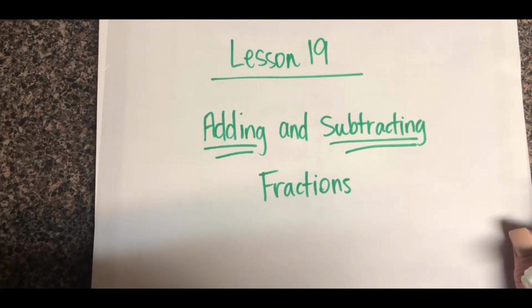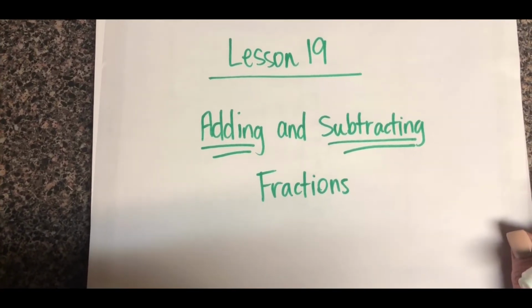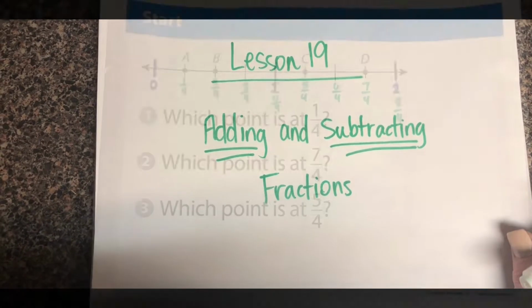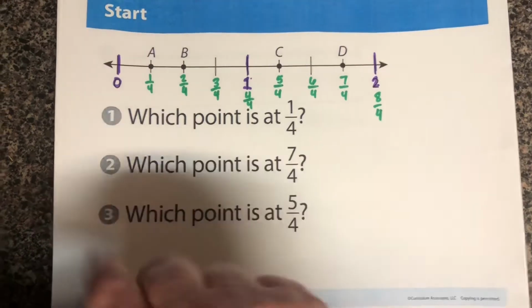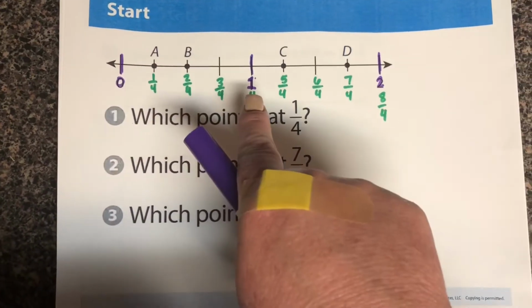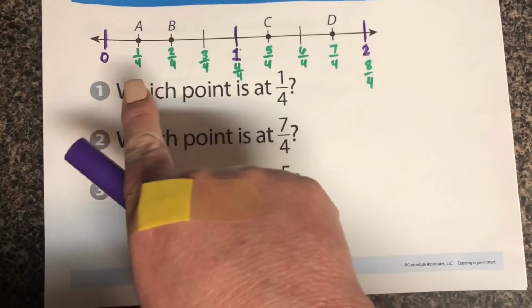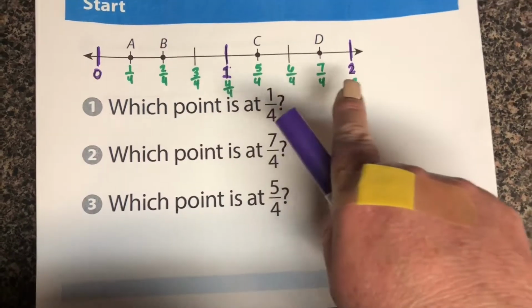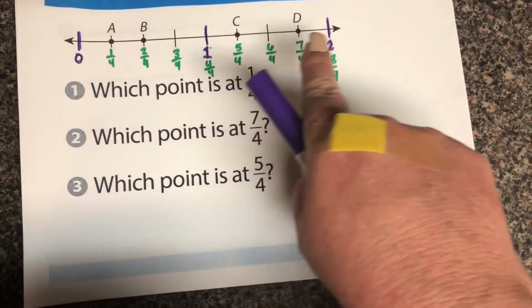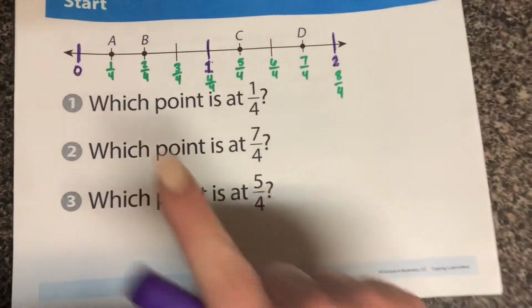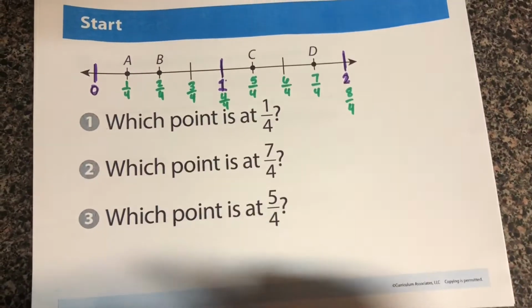This video is about Lesson 19 in our Ready book, adding and subtracting fractions. I'm going to start off with a number line that's been labeled from 0 to 1 whole to 2 wholes. And I went ahead and labeled the fourths because I counted that there were 4 spaces and 4 more spaces, which makes it easier to answer these questions.